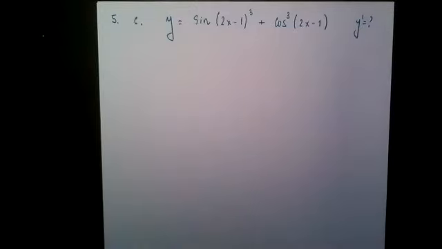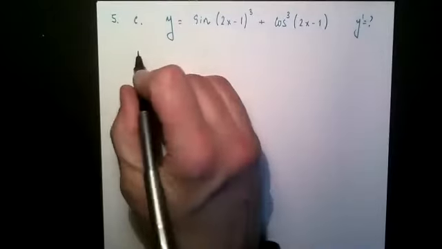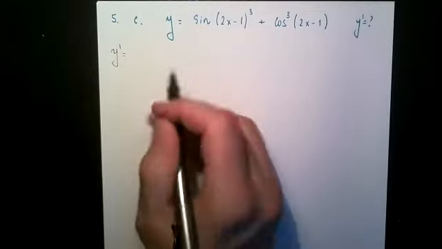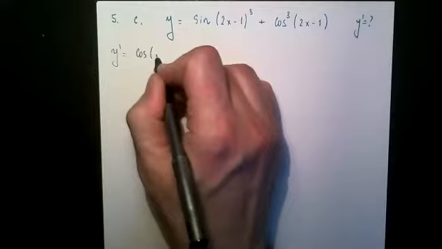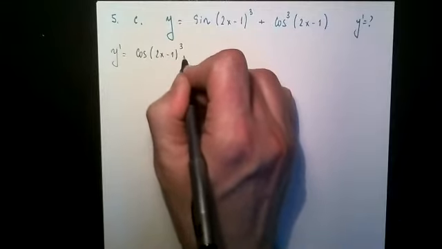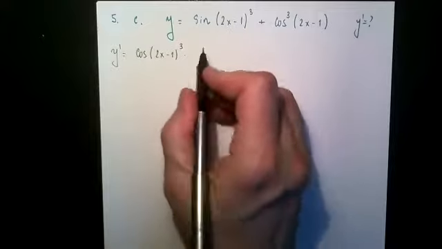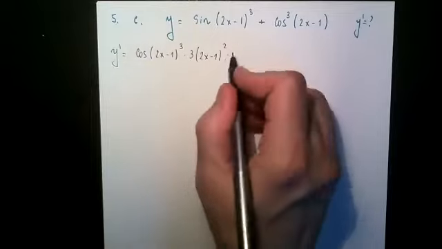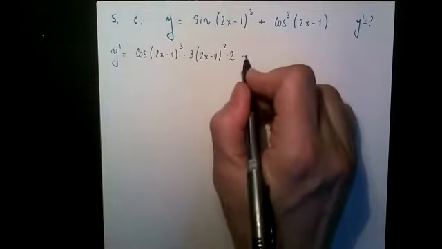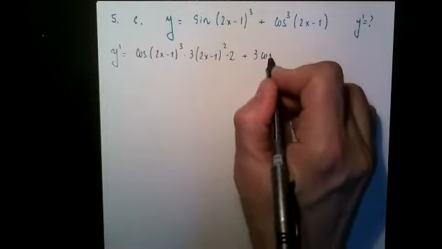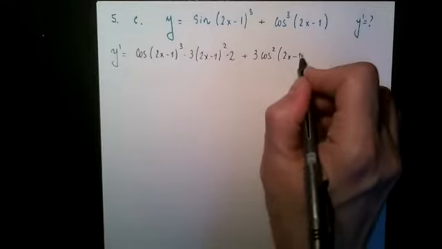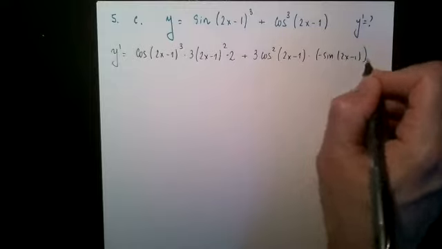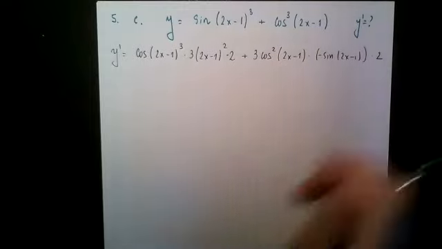Okay, so here's a question. So y prime. So the derivative of sine here is cosine of (2x minus 1) cubed times the derivative of (2x minus 1) cubed, which is 3 times (2x minus 1) squared, times the derivative of 2x, which is 2. Then plus here 3 times cos squared, times the derivative of cos, which is negative sine, and times the derivative of 2x minus 1, which is 2. This is my answer.